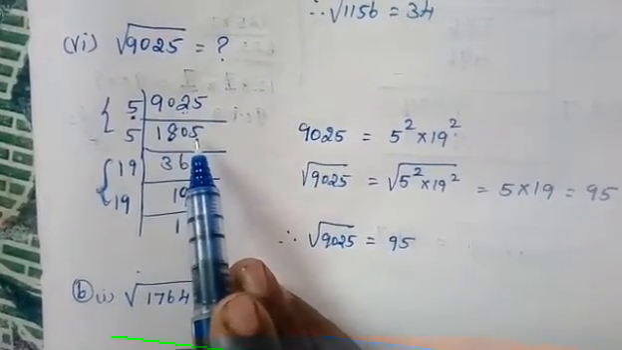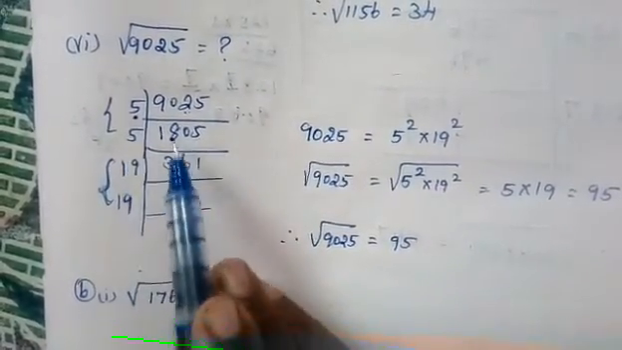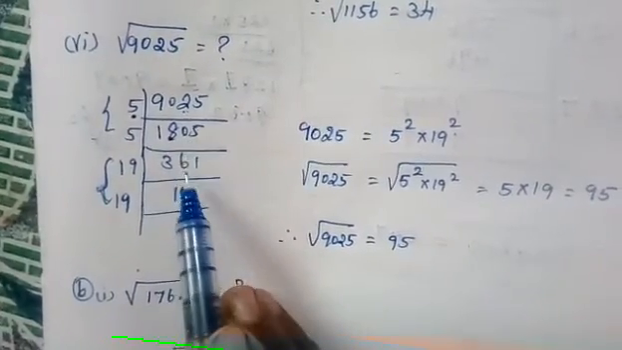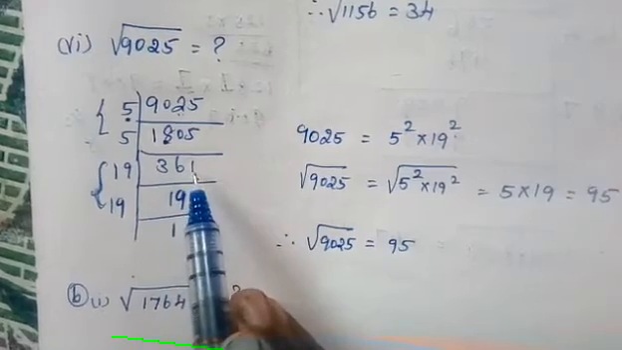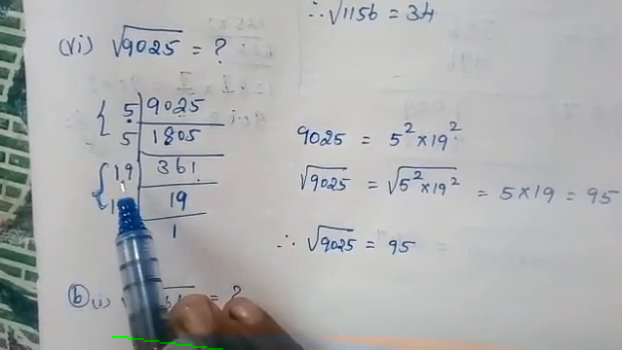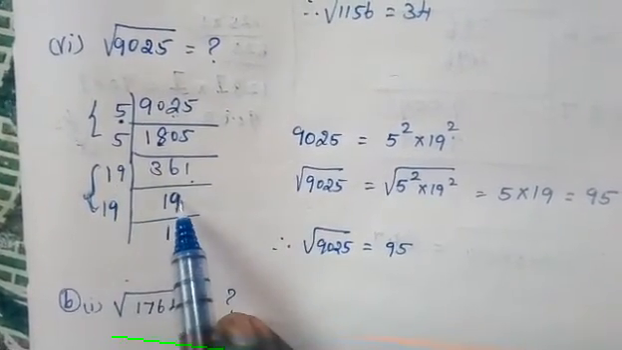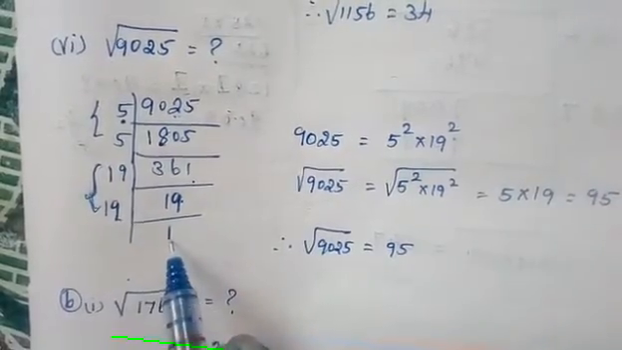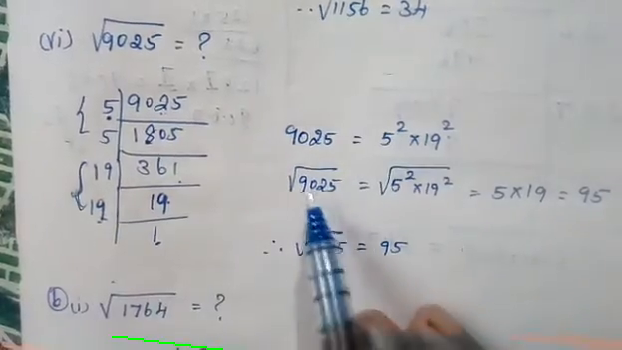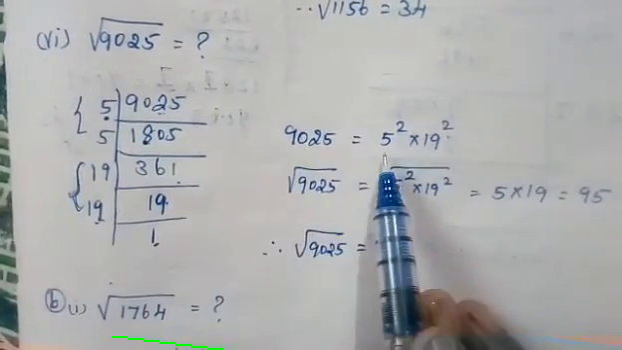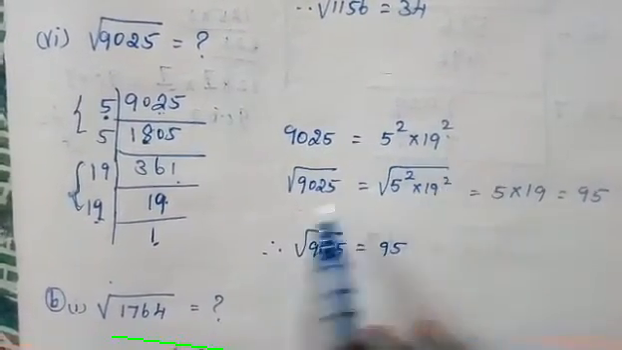that is 5 5s are 25. Then again 5 table. 3 5s are 15. Balance 3. 6 5s are 30. 1 5 is 5. 361 is a square number of 19. So that is 19, 19. Then again it is 19, 1. So you make a pair of numbers, 5 square, 19 square. So 9025 is written as 5 square into 19 square.